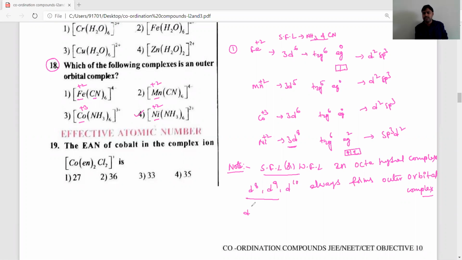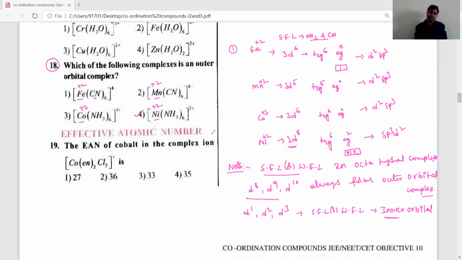Okay, in the same way, D1, D2, D3, either with strong field ligands or weak field ligands, form inner orbital complex only, because for D1, D2, D3, whether strong field or weak field, the electrons are present in T2G orbitals only. Then there are no electrons in EG orbitals, meaning vacant EG orbitals are available, so they always form inner orbital complex only. So these two conditions are very, very important.